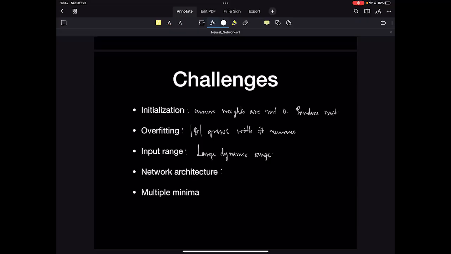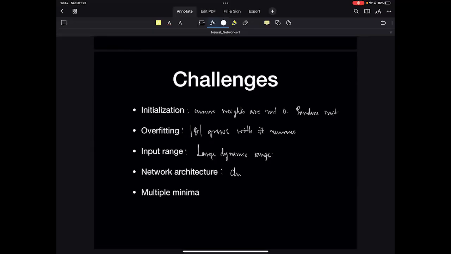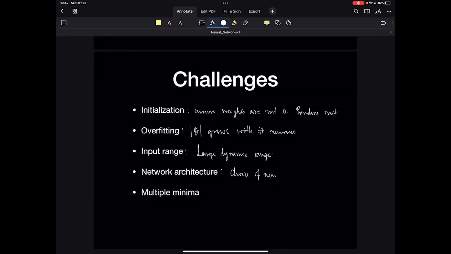And another challenge that we spoke about is the network architecture itself, right? So I just mentioned to you that the choice of neurons is not straightforward. It depends on a number of parameters, say number of data points, and then how the IO relationship is, which it's not very easy for us to estimate, right?